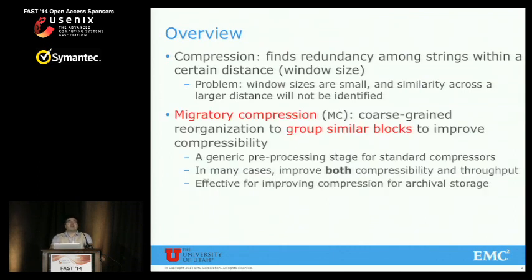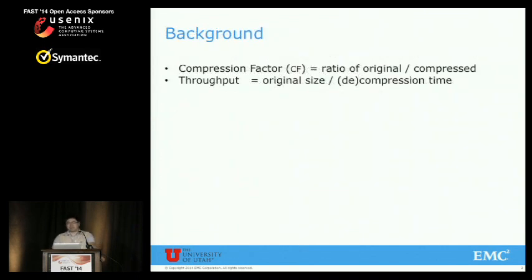So we propose migratory compression. It is a coarse-grained data reorganization to group similar blocks together to improve compressibility. This can be used as a generic pre-processing stage for any standard compressors. We also found that in many cases, it improves both compressibility and the throughput. And when using this technique for archival storage, we found that it is effective to improve compressibility and reduce its cost.